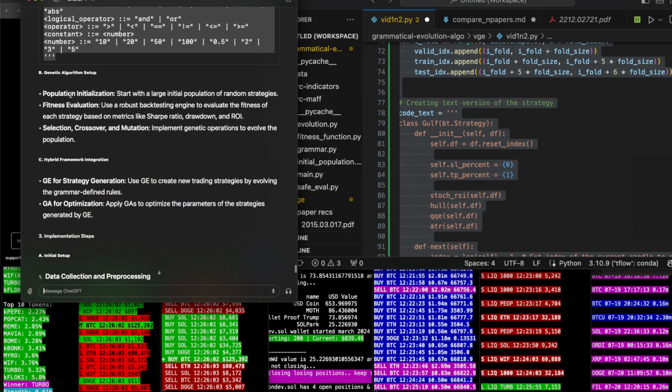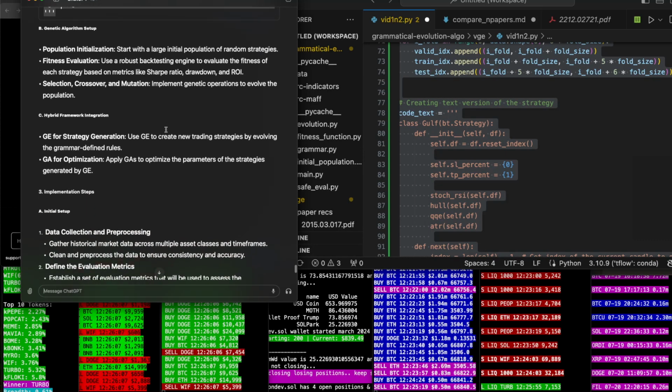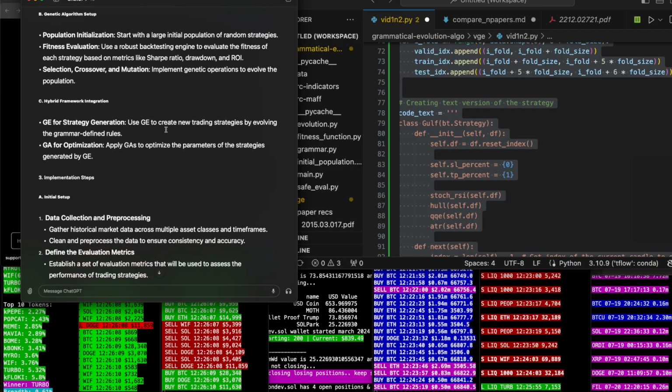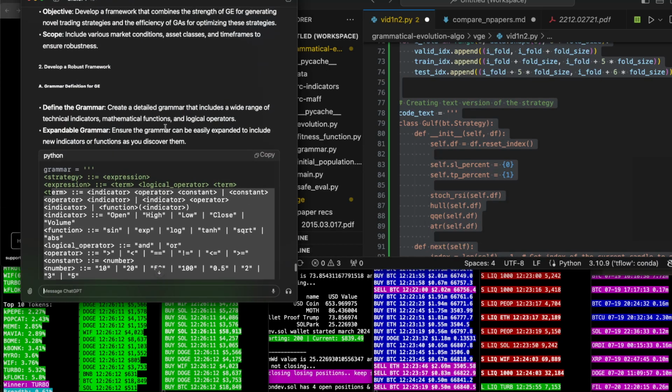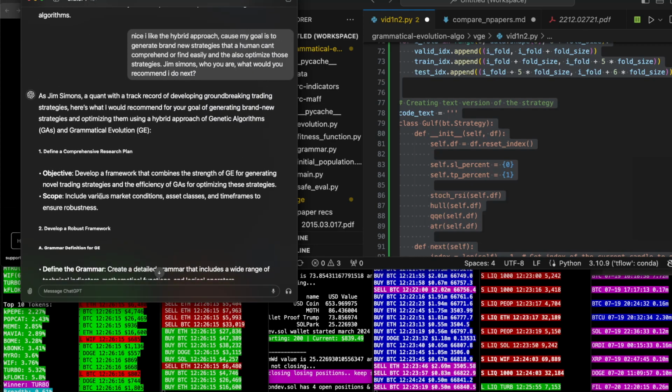Genetic algorithm setup, population initialization. Start with a large initial population of random strategies. Fitness evaluation. So I want to write this down because I think this is really good.